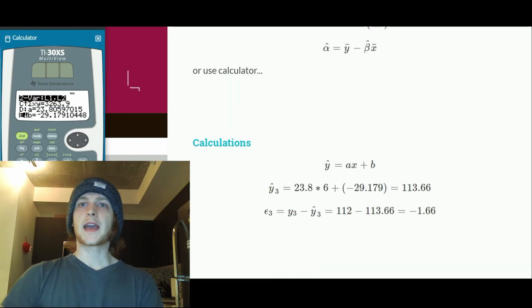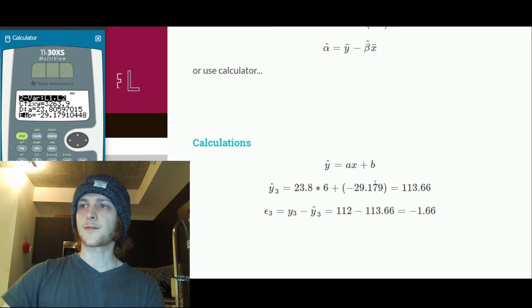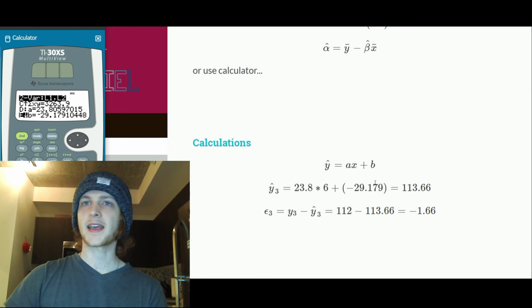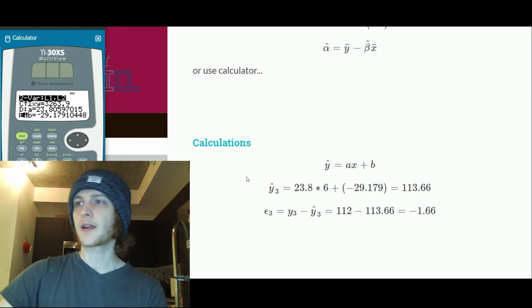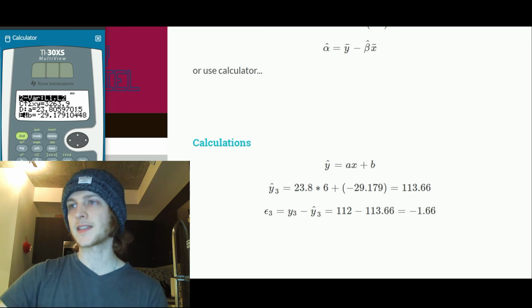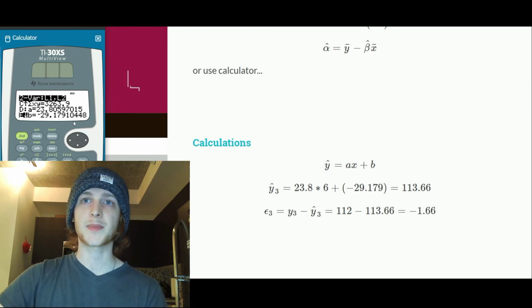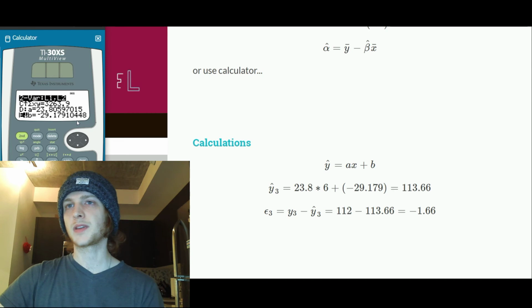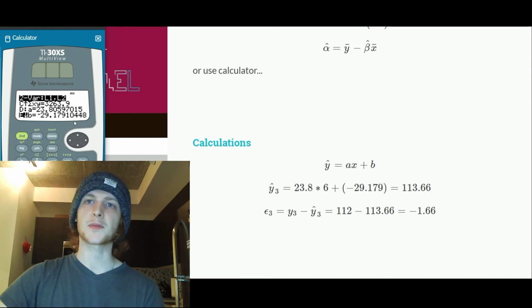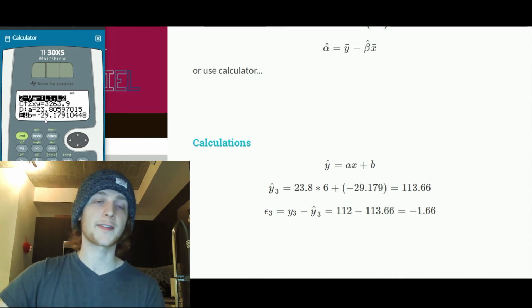So here we have A and B, and that is of the form our linear regression is going to be: y hat equals ax plus b, where A is the slope. So for each 1 unit of increase in x, our prediction is going to increase by 23. And then B is our intercept. So if x equals 0, our prediction would be negative 29.